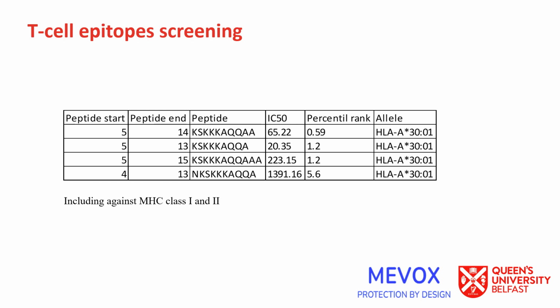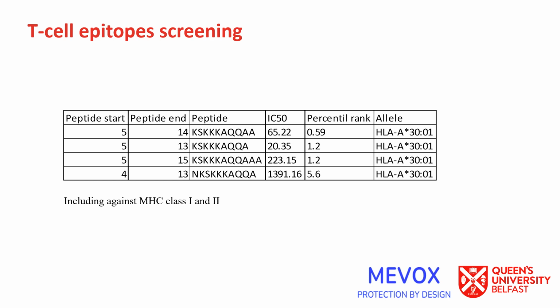T cells recognize peptides presented at the cell surface by MHC proteins that have a peptide binding cleft. They recognize peptides from 8 to 10 amino acid residues for class 1 and 13 to 25 amino acid residues for class 2.